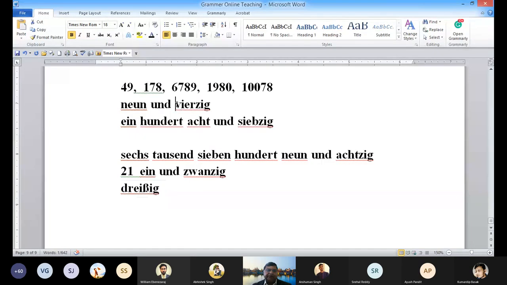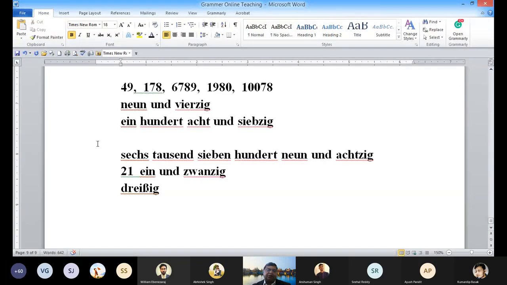Otherwise, you will find in 40, 50, etc., the ending is Z-I-G: vierzig, fünfzig, sechzig, siebzig, achtzig, neunzig. It will go like this. But some spellings are different. Similarly, 60: sechs means 6, sechzehn means 16, and sechzig, S-E-C-H-Z-I-G, is the spelling of 60. Similarly, sieben means 7, siebzehn means 17, siebzig is 70. So keep in mind, particularly the spelling of these numbers.